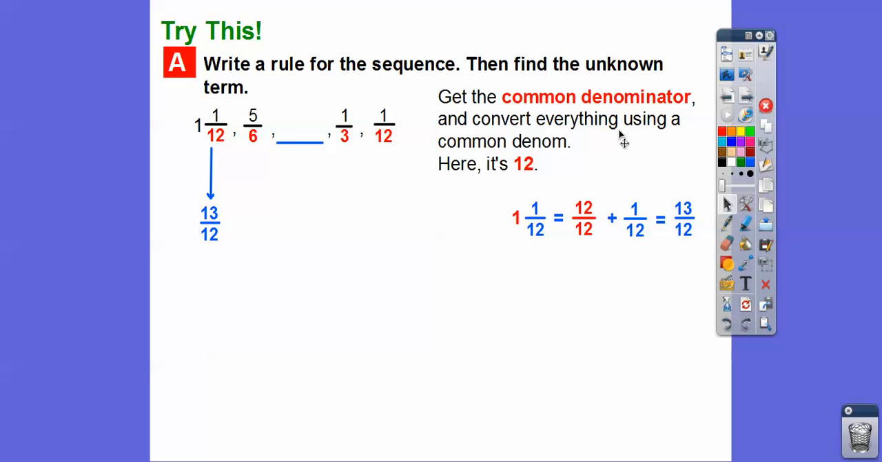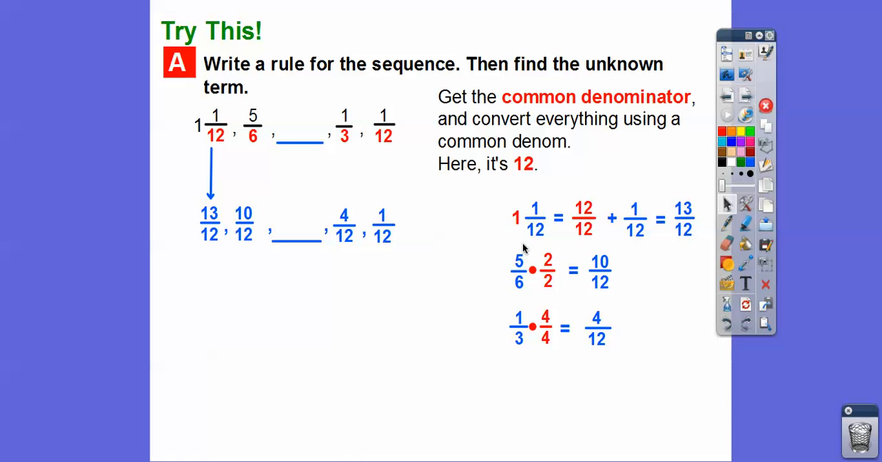So here we go. Now, I just made this, they call it an improper fraction. 1 1/12 over here is the same. This one is 12/12 plus 1/12, so we can see it's 13/12, okay? And then 5/6, we're going to multiply that by 2 over 2. 5 times 2 is 10. 6 times 2 is 12. So 5/6 converts to 10/12, so that's what this is right here. And then 1/3 converts to 4/12, and this is already in terms of 12. So here they are with common denominators.